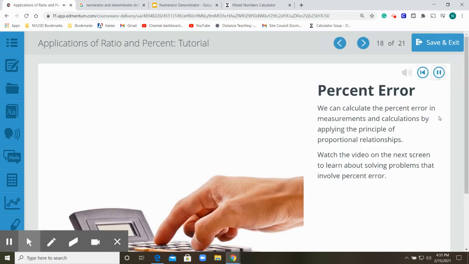Percent error. We can calculate the percent error in measurements and calculations by applying the principle of proportional relationships. Watch the video on the next screen to learn about solving problems that involve percent error.